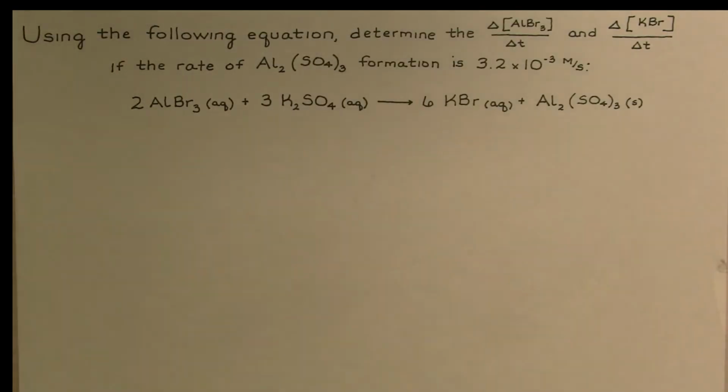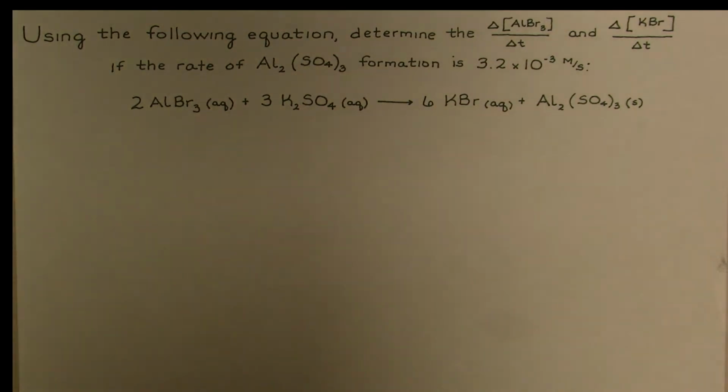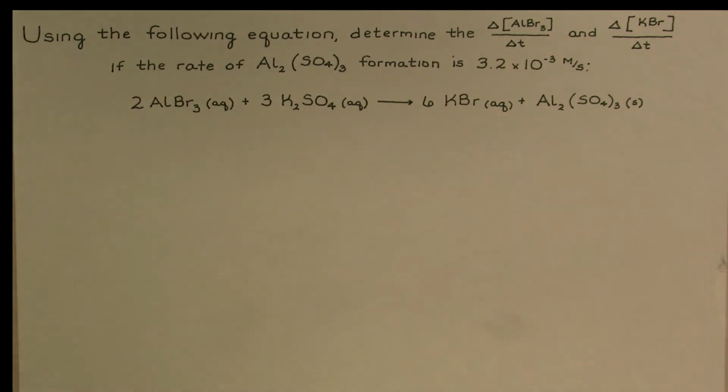For our second problem today, using the following equation, determine the change in concentration of AlBr3 and the change in concentration of KBr if the rate of aluminum sulfate is given and is a formation of 3.2 times 10 to the minus third molar per second.